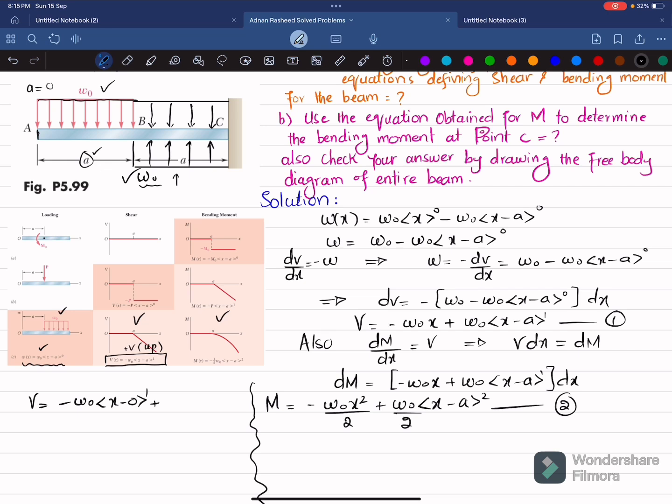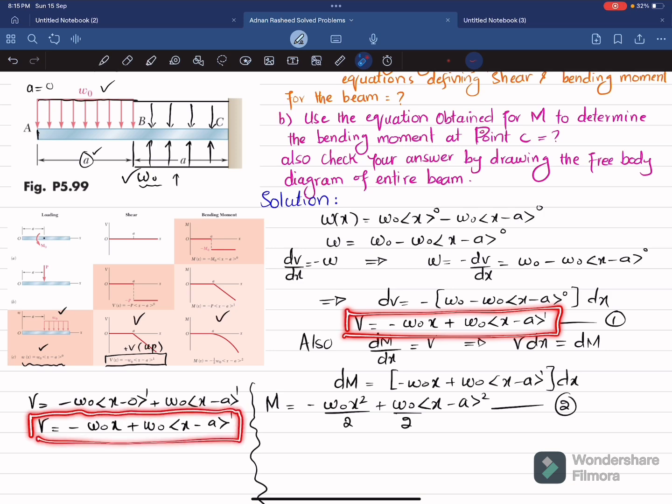So I will take W naught into x minus A power 1. So what we will get is minus W naught x plus W naught into x minus A power 1. So you can see this is the equation. You can compare it with equation 1. You can compare this equation and this equation, both are same.